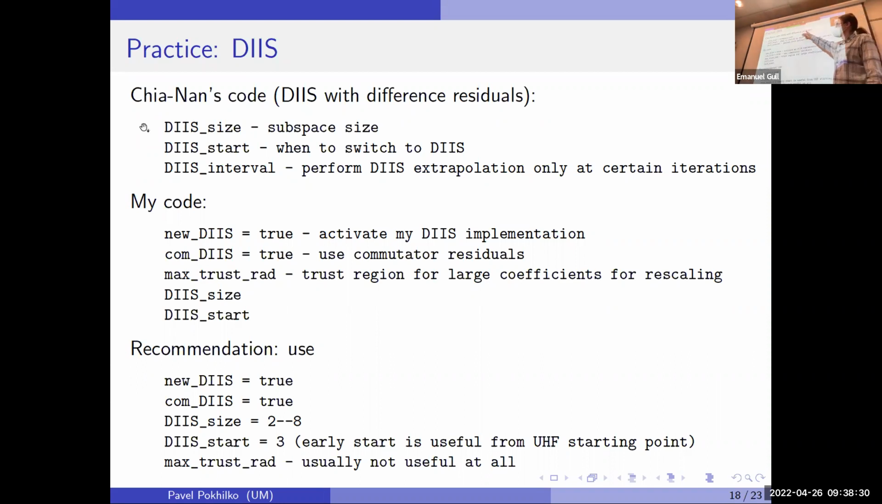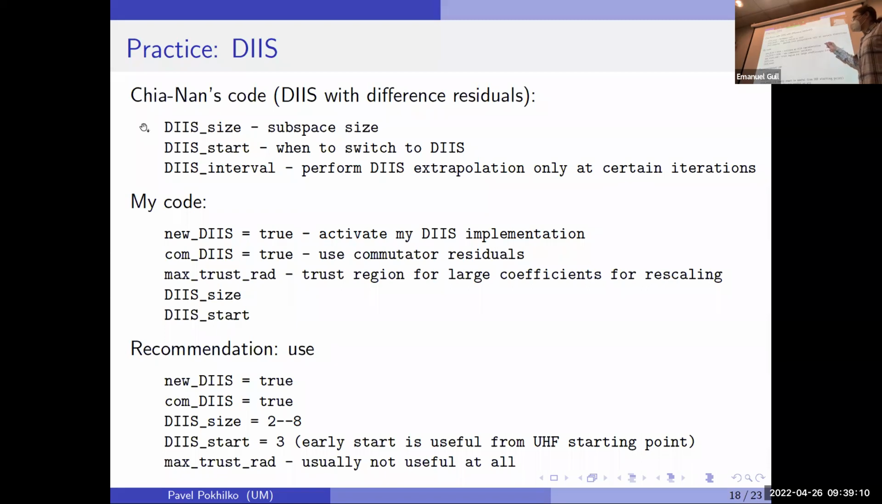So DIIS size defines the subspace size. DIIS start defines when to switch from damping to DIIS, and the DIIS interval defines which iteration performs DIIS extrapolation. So my code doesn't use the DIIS interval, it just uses the extrapolation at all the iterations, and this does not seem to be a problem with the commutator formulations at all, but it is a problem with the difference residuals that I don't recommend to use.